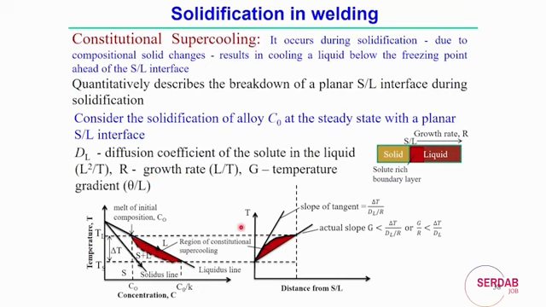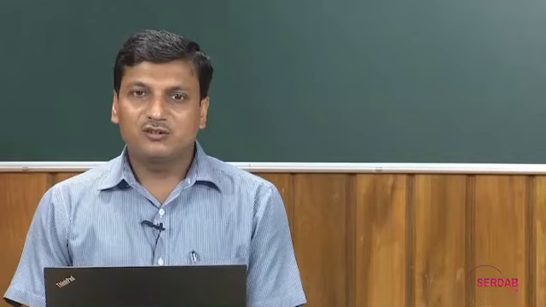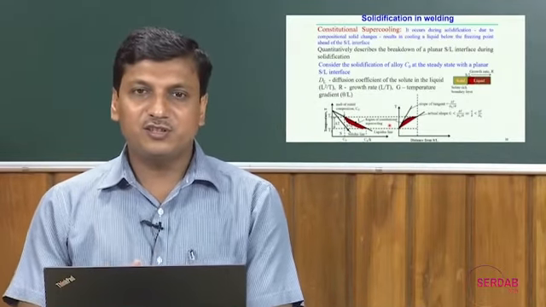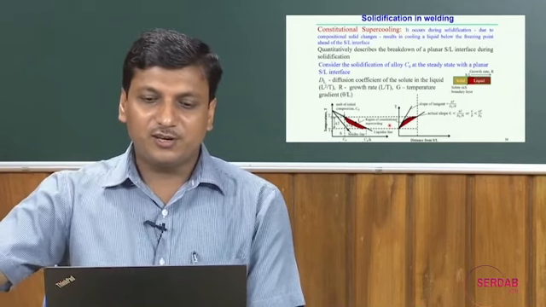The unit is length per unit time, which is the representation of the growth rate, and then the temperature gradient. The temperature gradient is theta by L, that means temperature per unit length. So these are the typical parameters involved in representing the constitutional supercooling during the solidification process. Now we try to explain this phenomenon graphically.